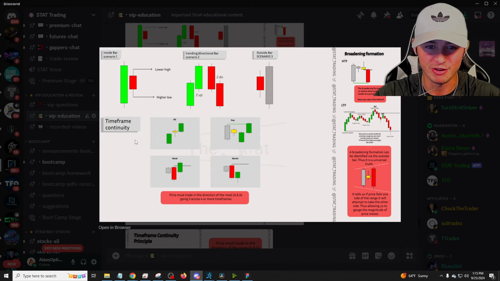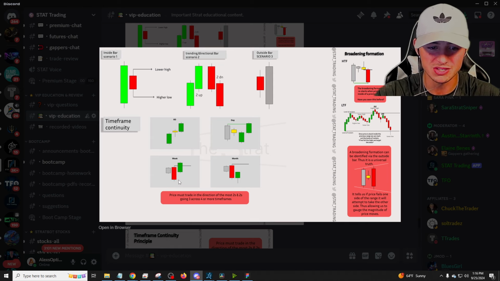The next thing is time frame continuity. We must trade in the direction of the most 2s and failed 2s going 3 across 4 or more time frames to have a lot of evidence for our trades. So the 60, the day, the week, and the month, or the standard time frames. Notice on the month, we always start at the biggest. It's a 2 down, but it's green. So what's it trying to do? Scenario 3 by taking out this bar's high, going outside bar. So we have a target.